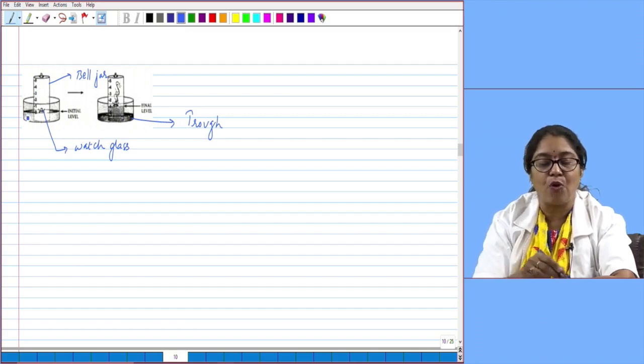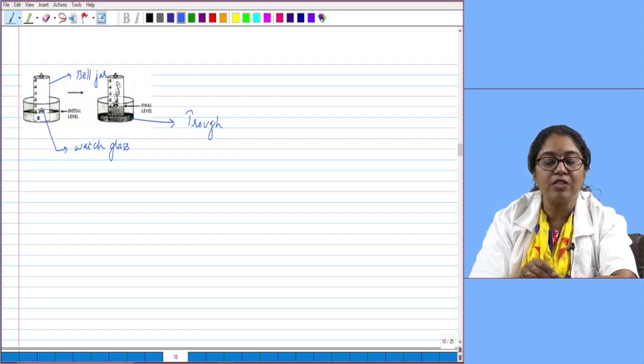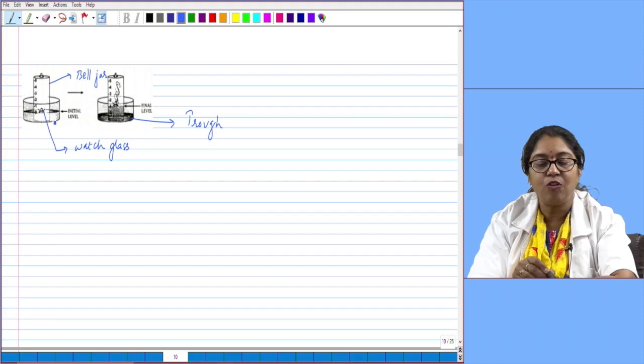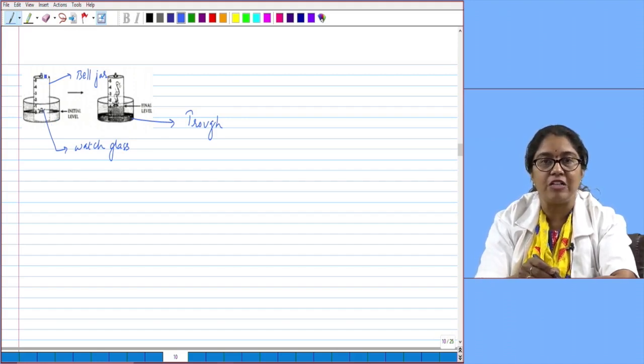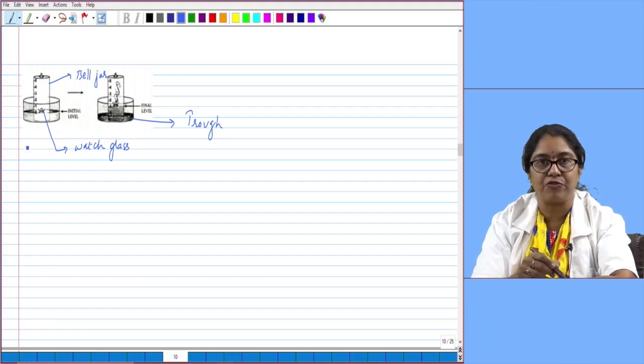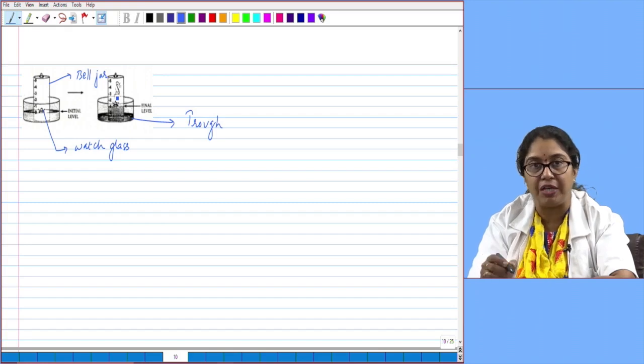Now we are going to pour water such that the water comes up to the 0 mark of the bell jar. Then, children, we slowly remove the lid of the bell jar and we ignite this phosphorus. When we ignite it, the phosphorus starts burning. After some time, after the phosphorus has burnt, we see that the water level in the bell jar has risen up to the mark 1.